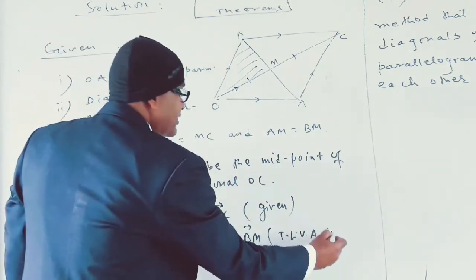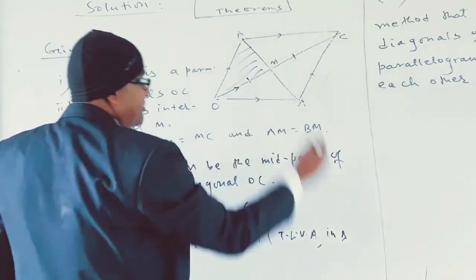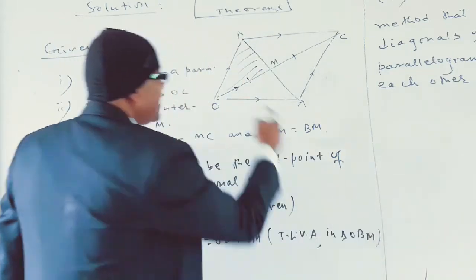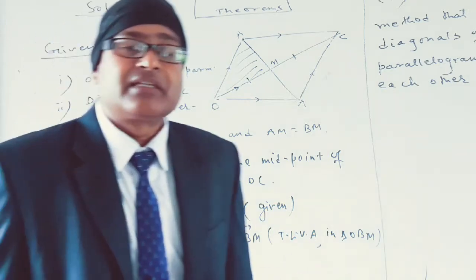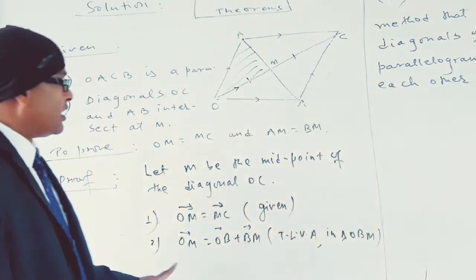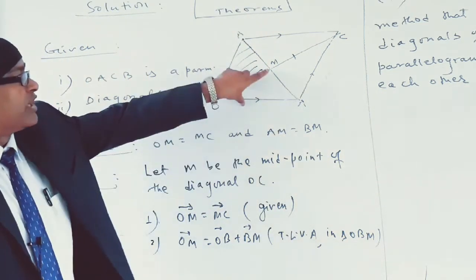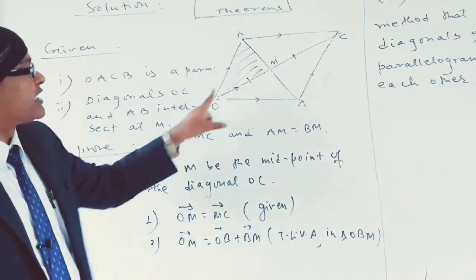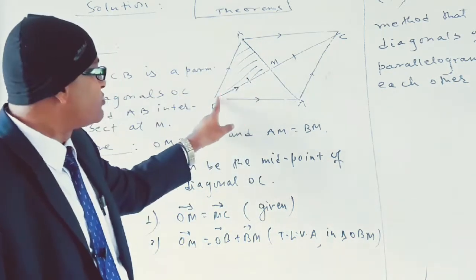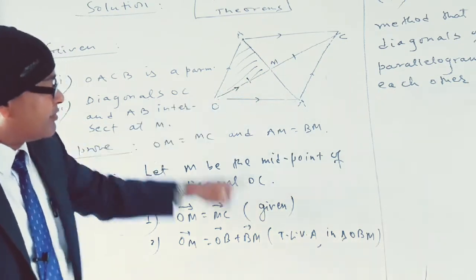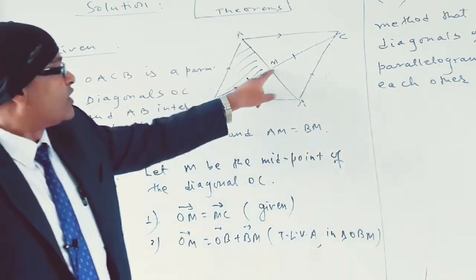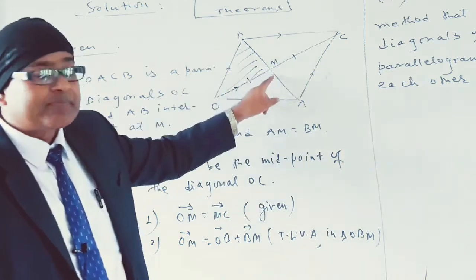In triangle OBM, or we can say in triangle OMB, by using the triangle of vector addition, we can write vector OM is equal to vector OB plus BM. So if we have to go from O to M, then by the triangle of vector addition, vector OM we can write as vector OB plus BM.